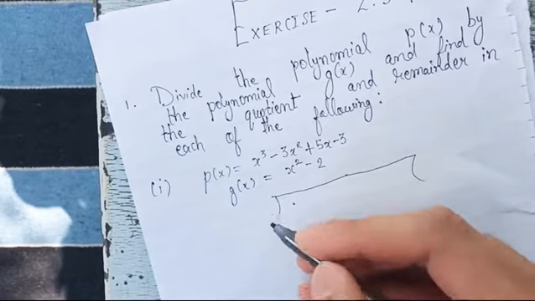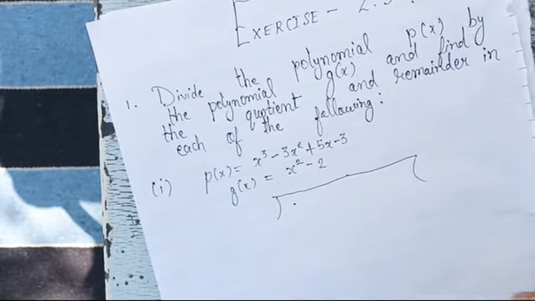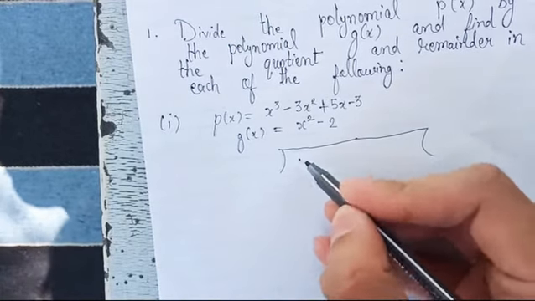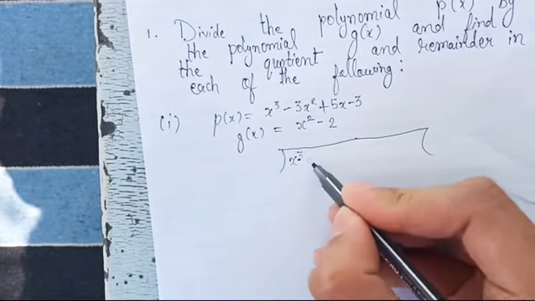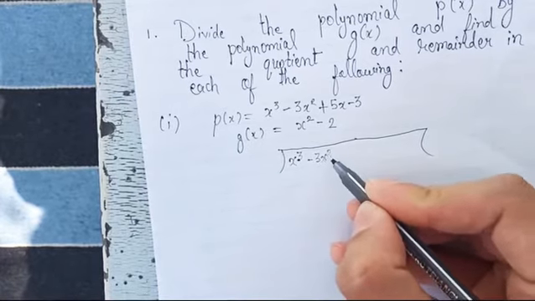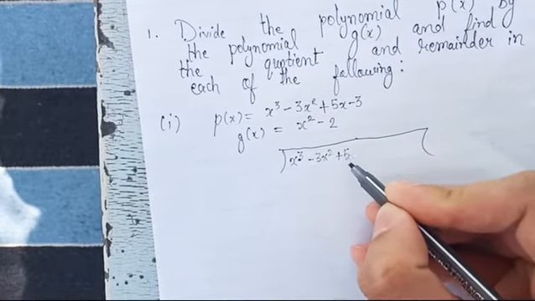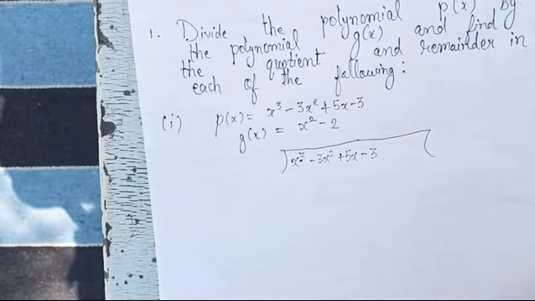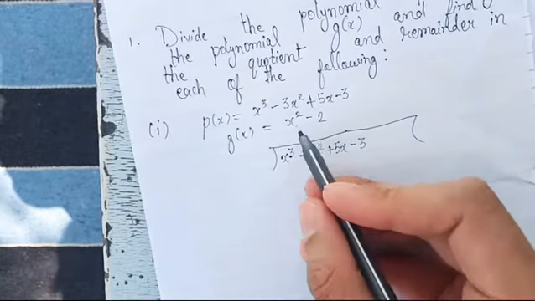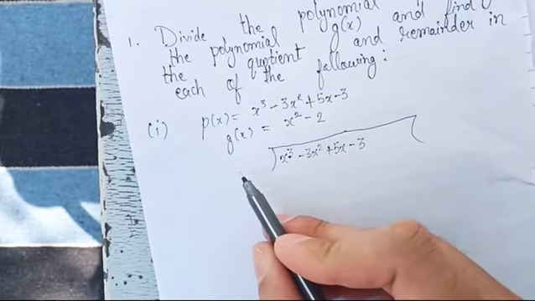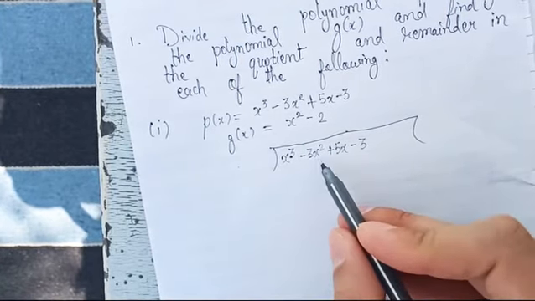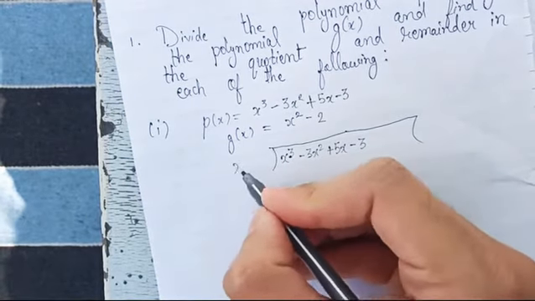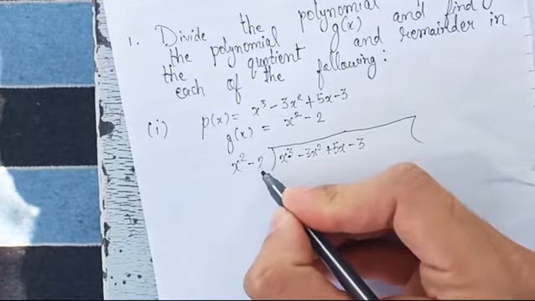Here I will write p(x): x cube minus 3x square plus 5x minus 3. Now dividing it by g(x), the g(x) will be written here in place of the divisor. This is the dividend, and here we will write the divisor: x square minus 2.